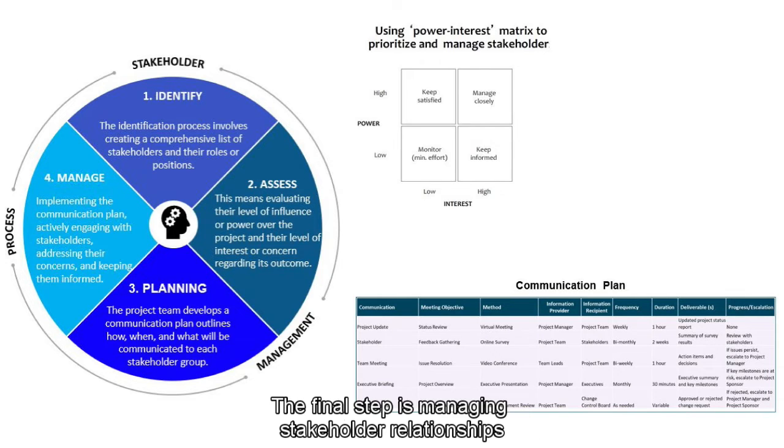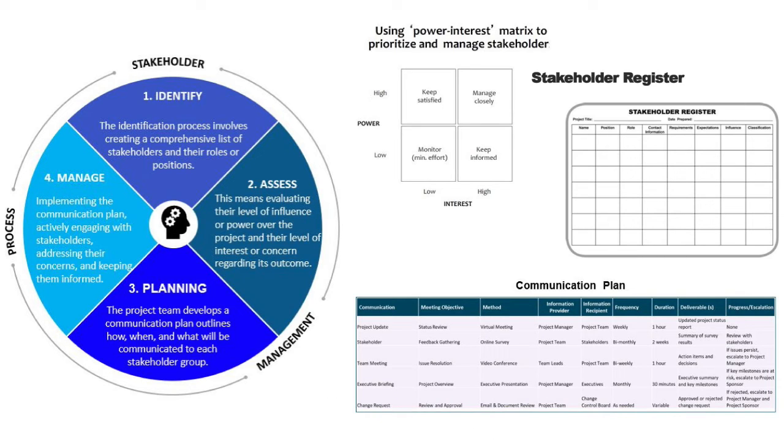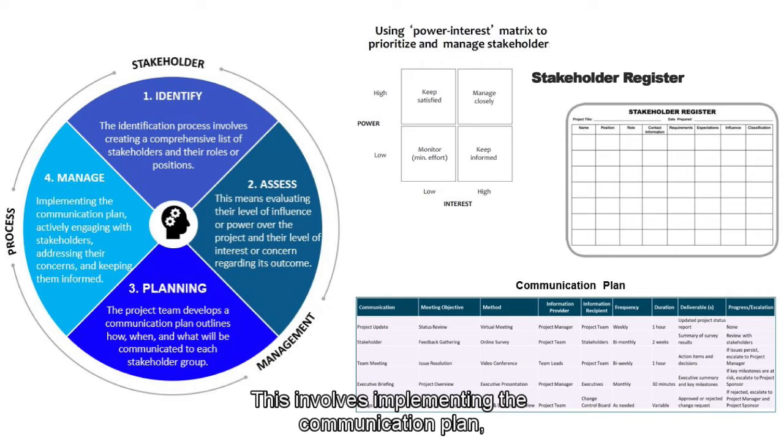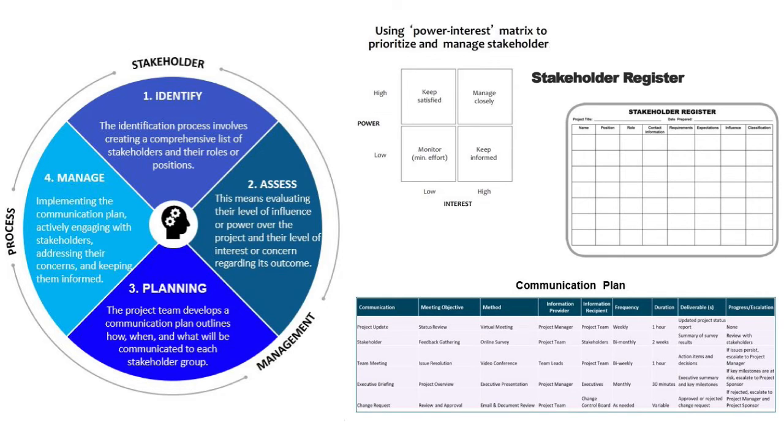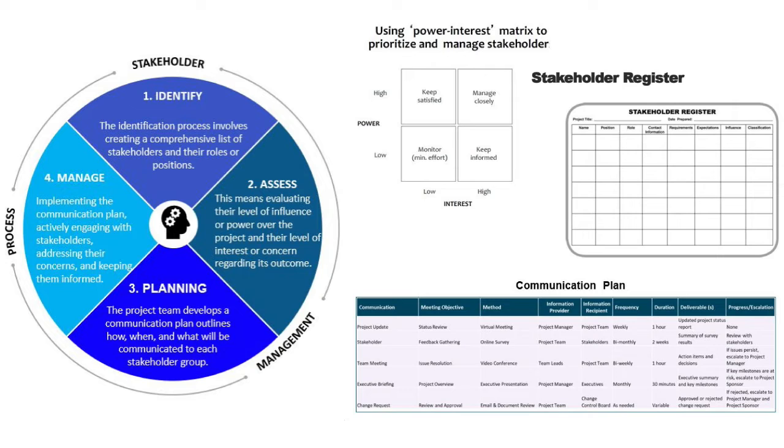The final step is managing stakeholder relationships throughout the project. This involves implementing the communication plan, actively engaging with stakeholders, addressing their concerns, and keeping them informed about project progress. Managing stakeholders effectively helps mitigate risks, resolve issues, and build support for the project.